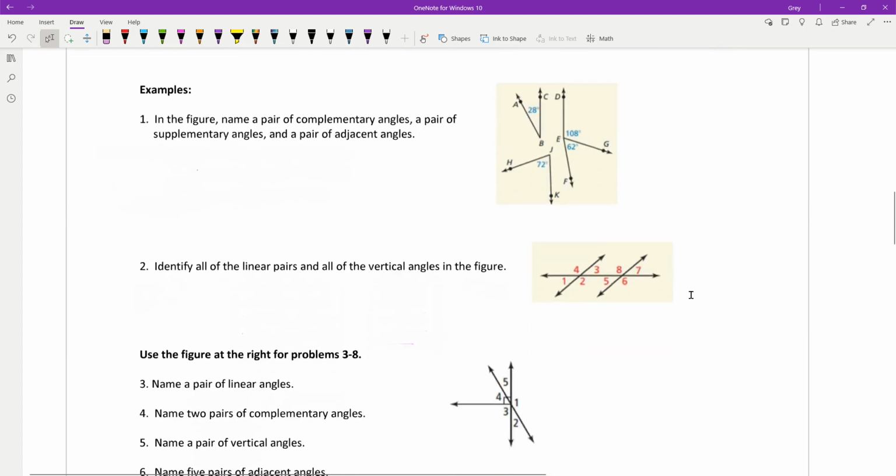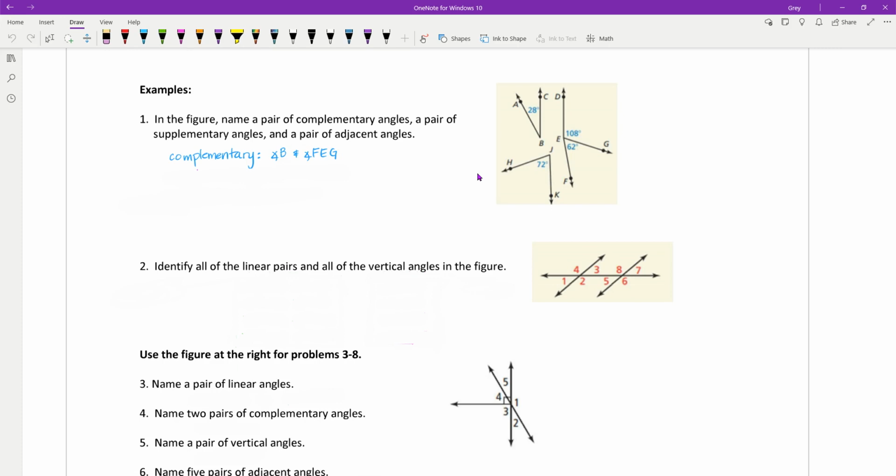Okay, so let's look at our examples. The first thing we have: in the figure, name a pair of complementary angles, a pair of supplementary angles, and a pair of adjacent angles. So I'm looking for complementary. Complementary, C comes before S, so 90 comes before 180. So I'm looking for two angles that add up to 90 degrees. And that, of course, would be the one that's 28 degrees and 62 degrees. So that's angle B and angle FEG.